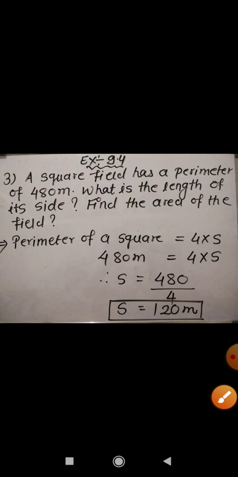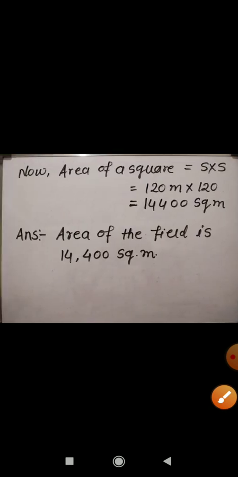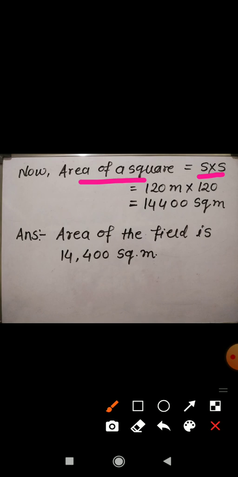Now, we have to find out the area of the field. Area of a square is side into side. And side of a square is 120 meter. Therefore, area will be 120 meter into 120 meter. Now, 12 into 12 is equal to 144. 144 is the square of 12. And then we keep these two zeros at the end of the answer. So, area will be 14,400 square meter. Hence, the answer is area of the field is 14,400 square meter.